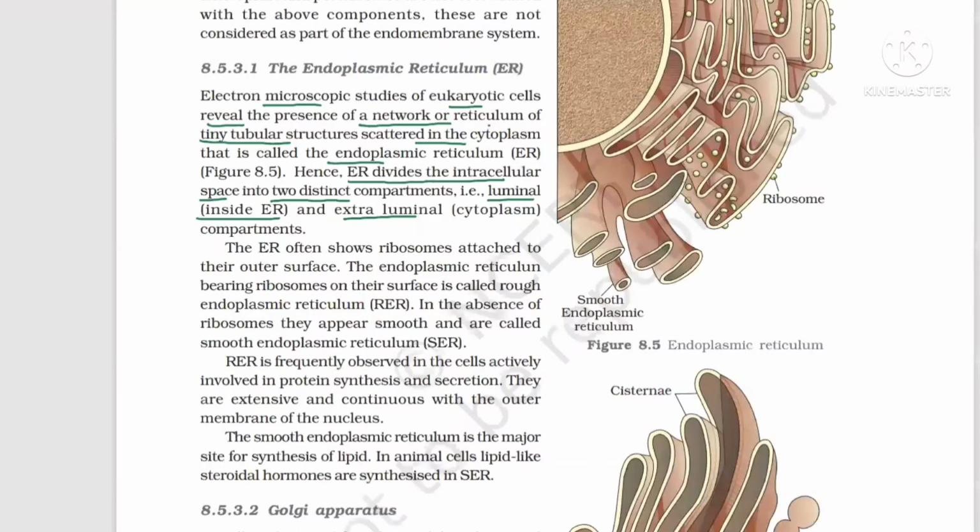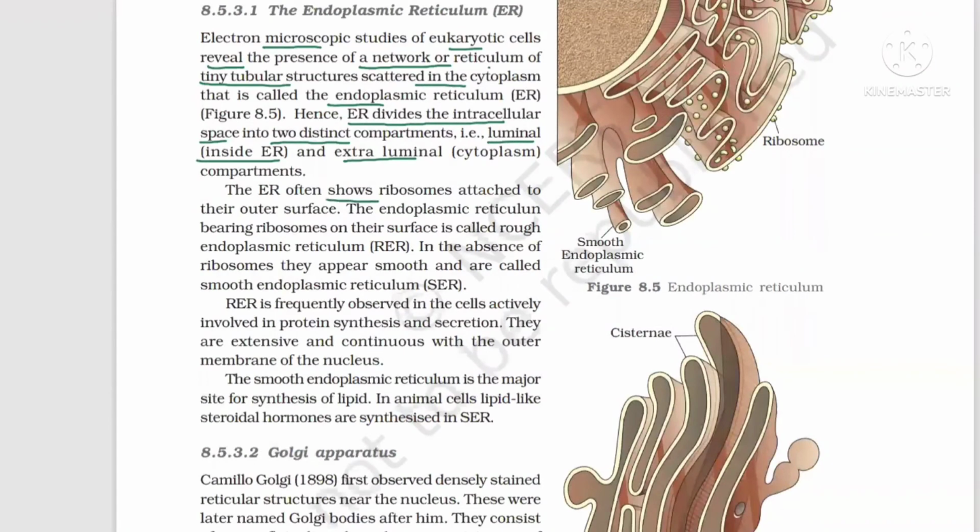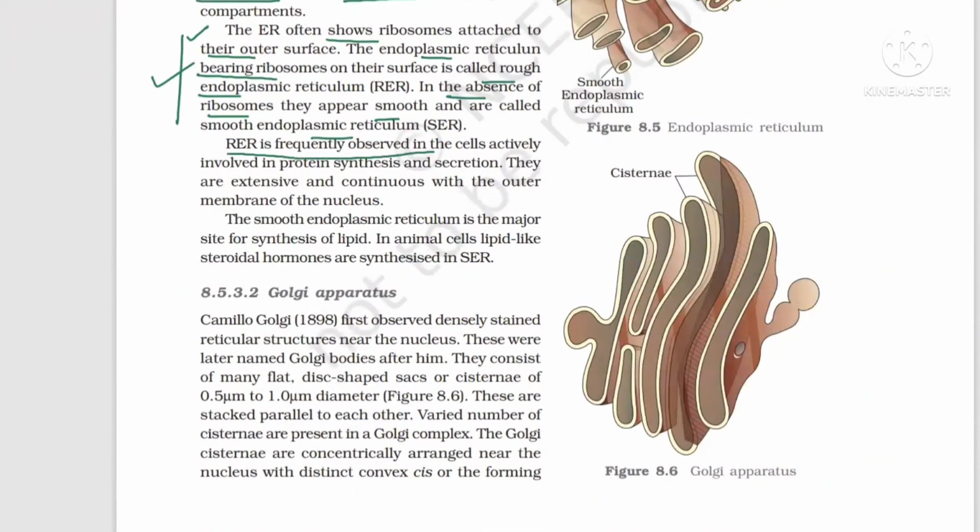But first see the ER. ER is showing ribosomes attached on their outer surface. ER bearing ribosomes on their surface is called rough, and in the absence of ribosomes, they appear smooth, so called smooth. I think so is easy. Rough ER is frequently observed in the cell which is actively involved in protein synthesis and secretion, because rough ER is meant for making protein for secretion, meaning outside the cell. They will make the protein so that it can be used outside the cell, not inside the cell. They are extensively continuous with the outer membrane of the nucleus. This we already studied.